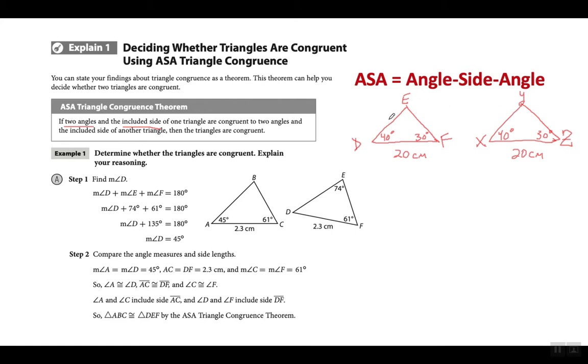Which means that even though I don't know what side DE measures, I know it has to equal whatever side XY measures. Same thing with EF, it has to equal side YZ, and same thing with angle E, it has to equal angle Y because of the ASA triangle congruence theorem. That's all we're doing in this class. So if you understood that, that's all you need to know.